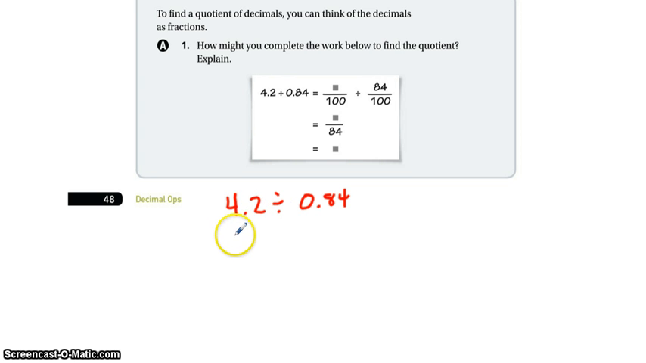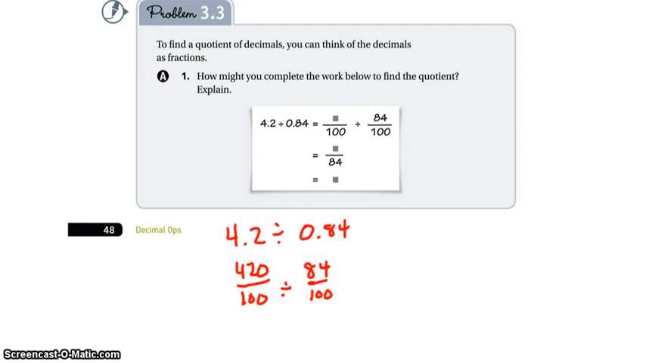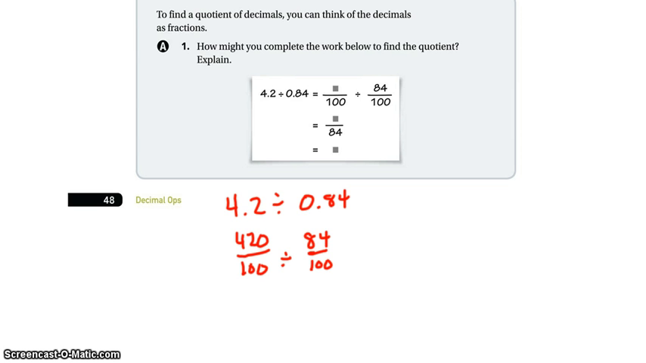4.2 would be 4 2/10, but as a hundredth, it would be 420 hundredths. So this would be 420 over 100 divided by 84 over 100. Since they have a common denominator here, we really don't need the denominator. So in this second step where they move the 84, remember up here, that second number is our divisor. It's the one doing the dividing. So in our second step, we move the 84 to the divisor position in our fraction.